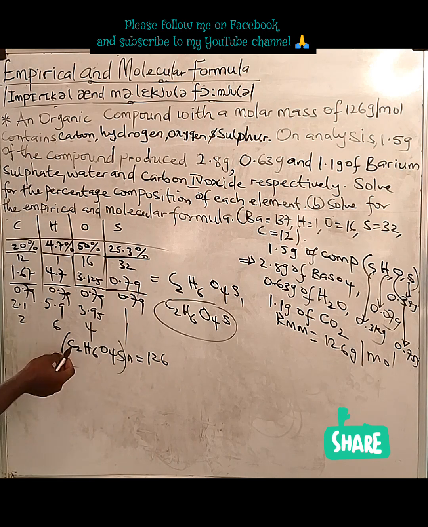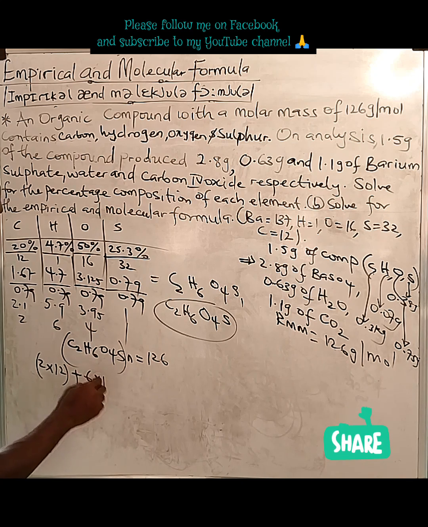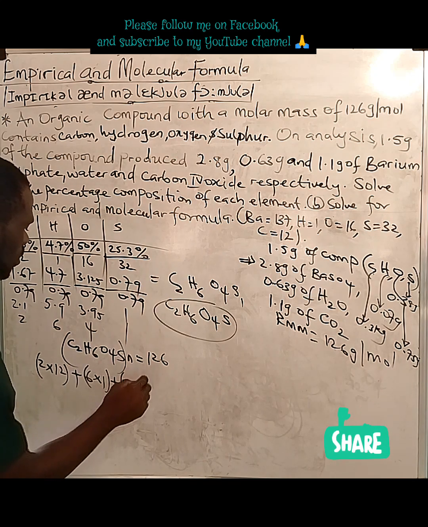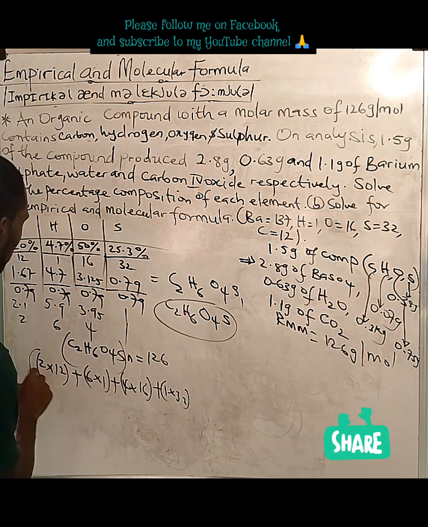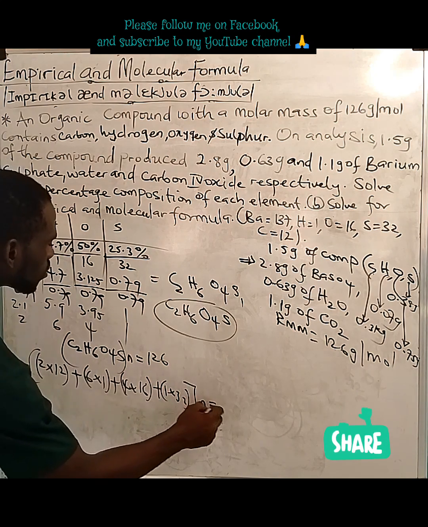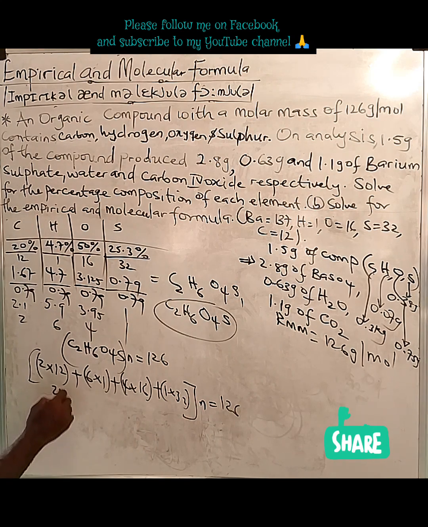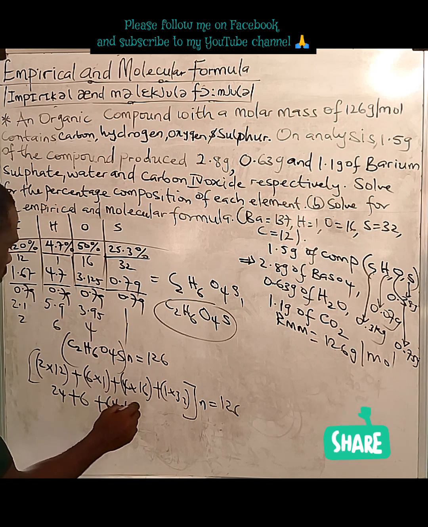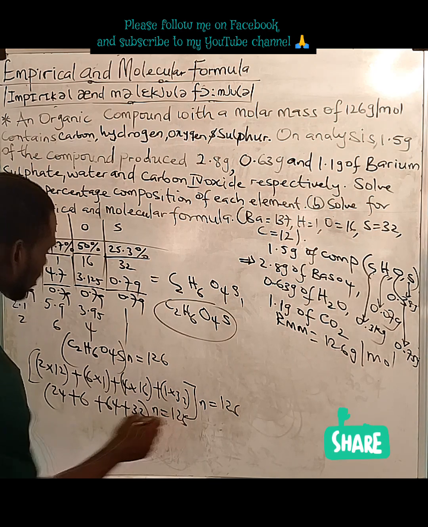So let's do the mass. 2 atoms of carbon, 2 times 12, plus 6 atoms of hydrogen, 6 times 1, 4 atoms of oxygen, 4 times 16, 1 atom of sulfur, 1 times 32, all in brackets times the number of atoms n, equals 126. This is 24, this is 6, this is 64, this is 32, all together, and equals 126.